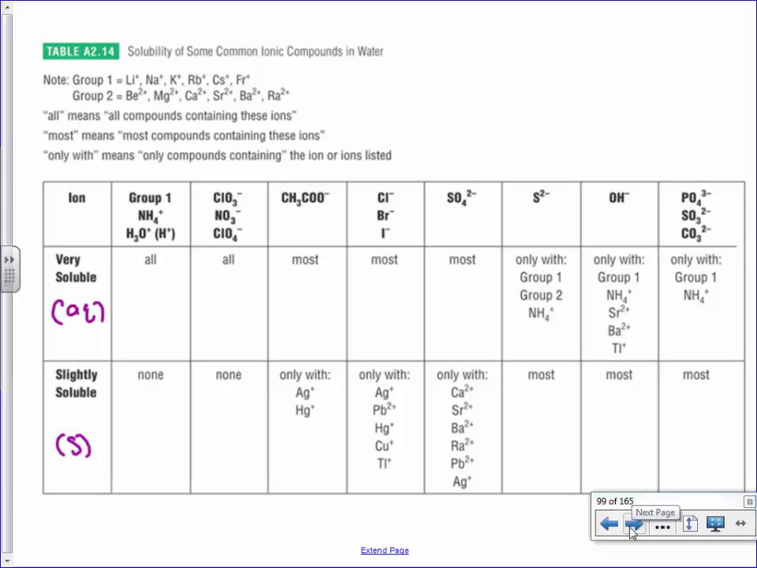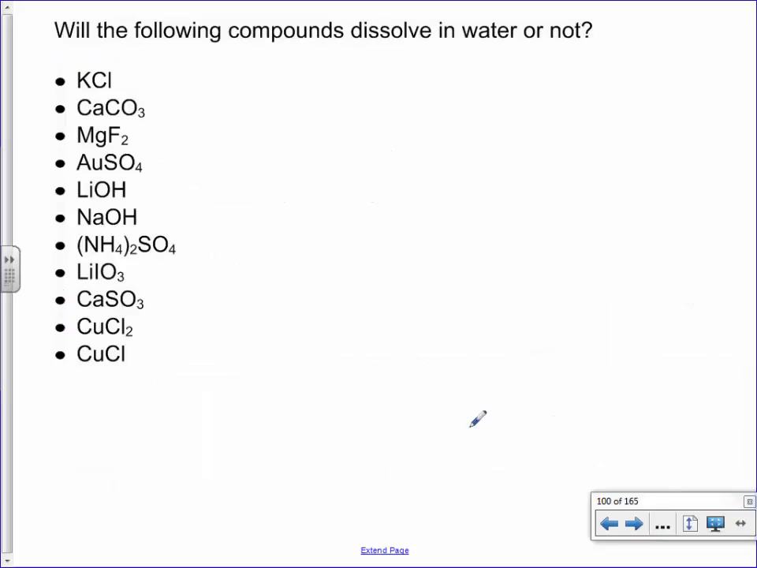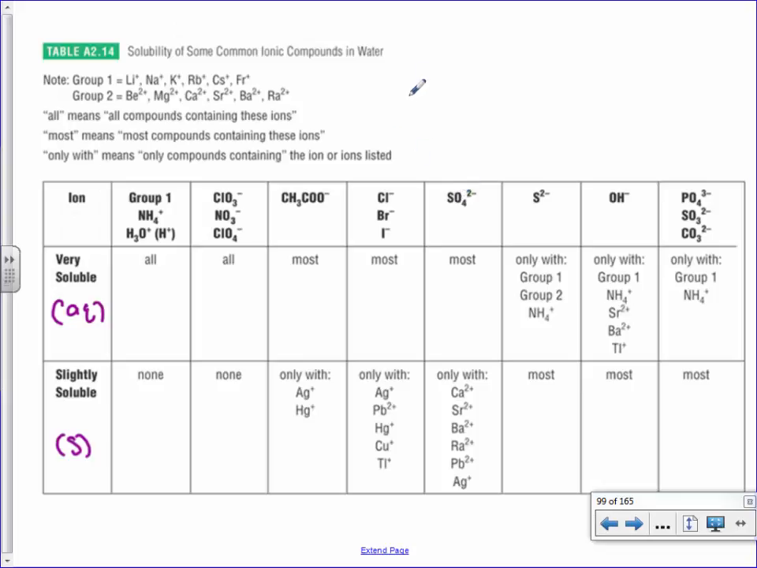I think the best way to do this is a bunch of examples. So my question here is, will these things dissolve in water or not? Let's start with KCl. Let's write it up top here. On this chart, we need to find the anion along the top. The anion is chlorine. Can you guys find chlorine right here? That makes sense so far? Find a column with chlorine in it.